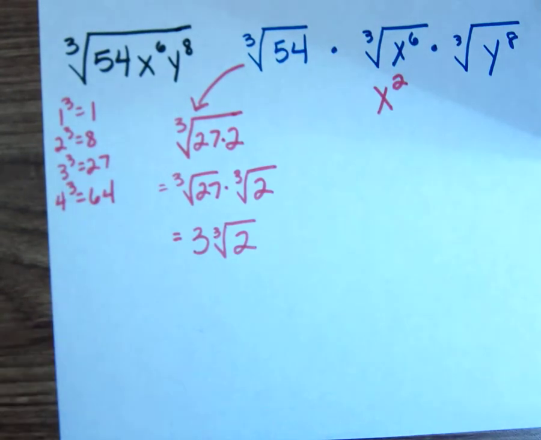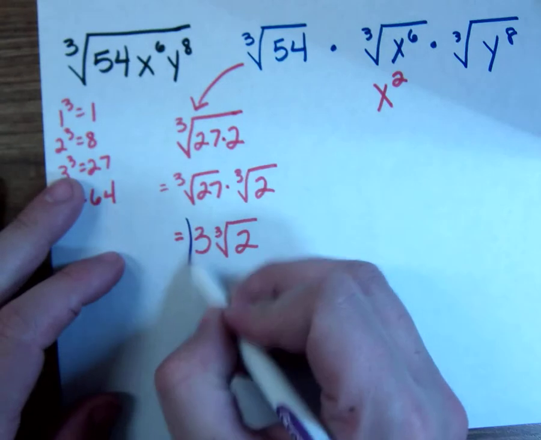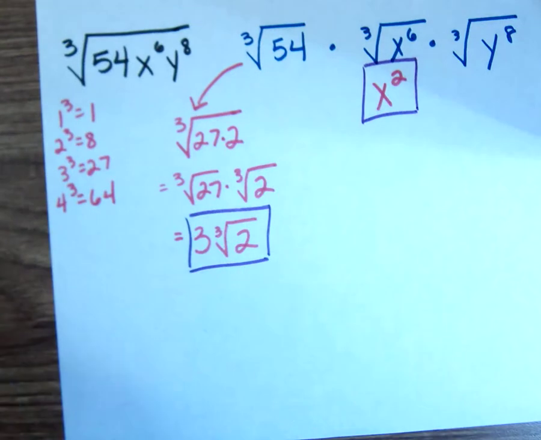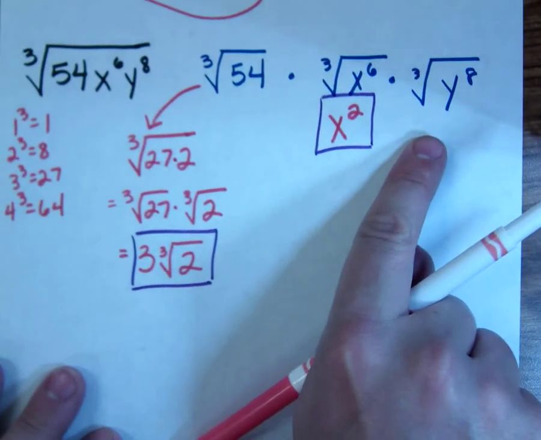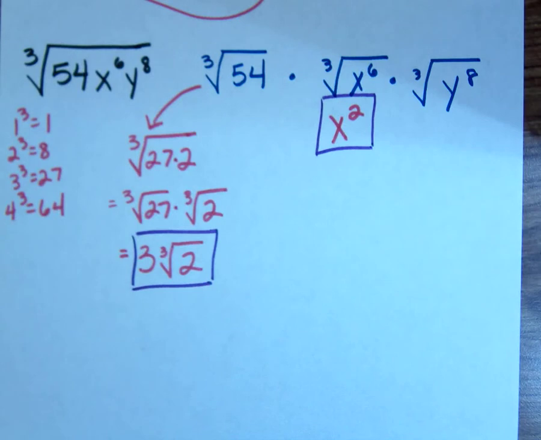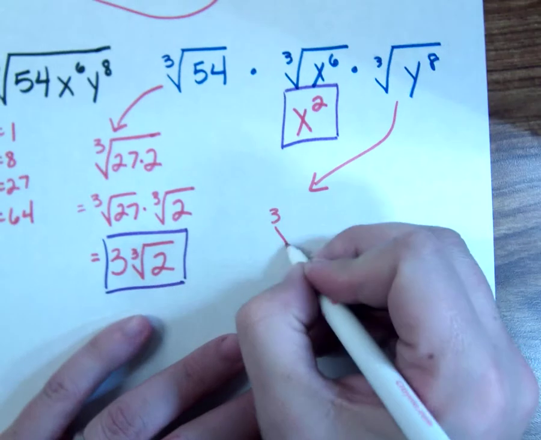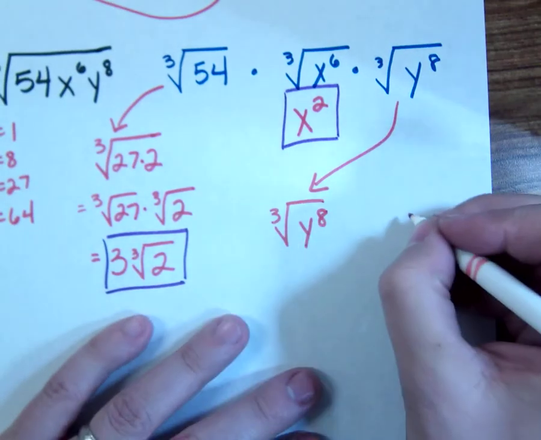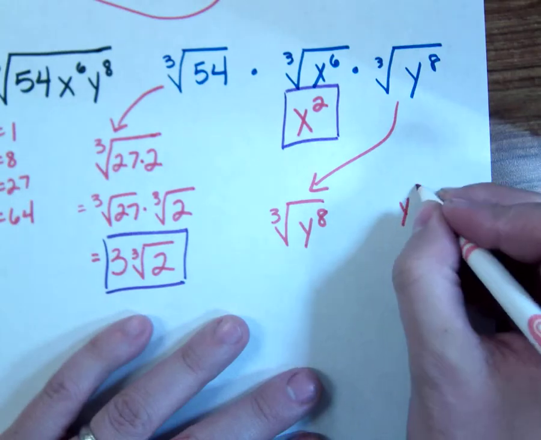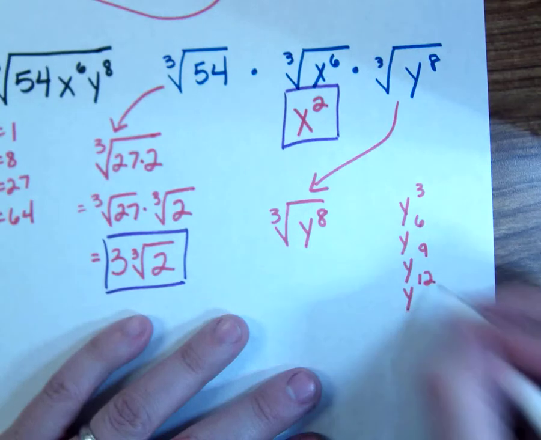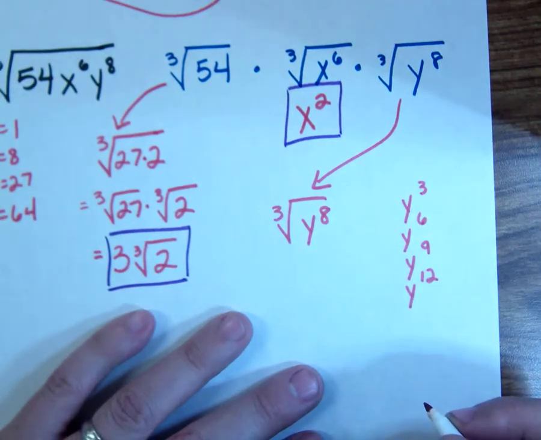Okay. So I have successfully found the cube root of 54 and the cube root of x squared. So the one that's left to me is the cube root of y to the 8th. Just like the square root variables had to have even exponents, multiples of 2, the cube root ones have to be multiples of 3. So examples of perfect cubes variable-wise would be like y cubed, y to the 6th, y to the 9th, y to the 12th. What's the biggest one of those y to the 8th can be divided by?